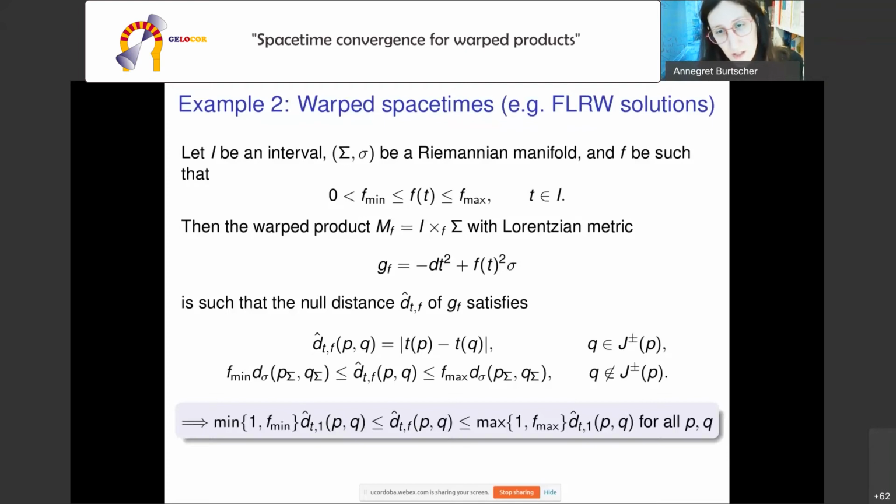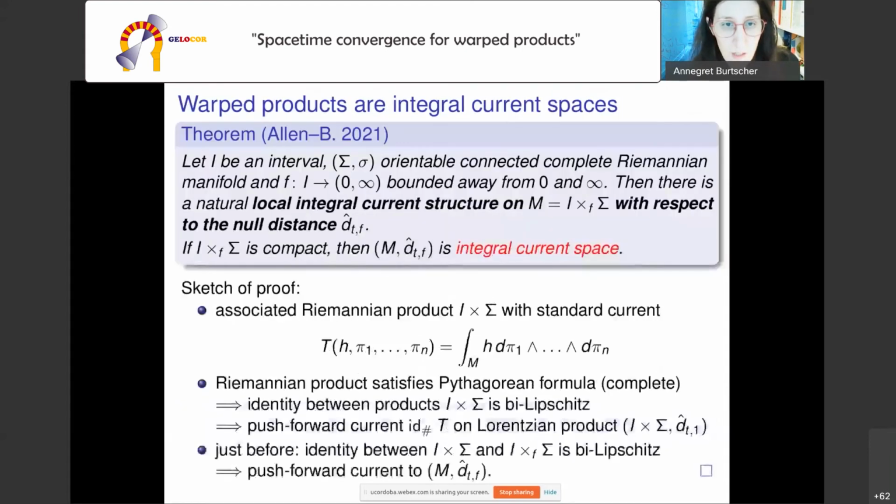And so what you see is that now I already put in 2 different null distances. So one with respect to, if you would imagine the one before from the Lorentzian product where f equals 1, and just the warping function f, and then you can see that, well, you can estimate the null distance of the warp product with warping function f by those with just being the product, and the function itself, of course, and its bounds. And this result we could then use to show that we can induce an integral current on such a warp product.